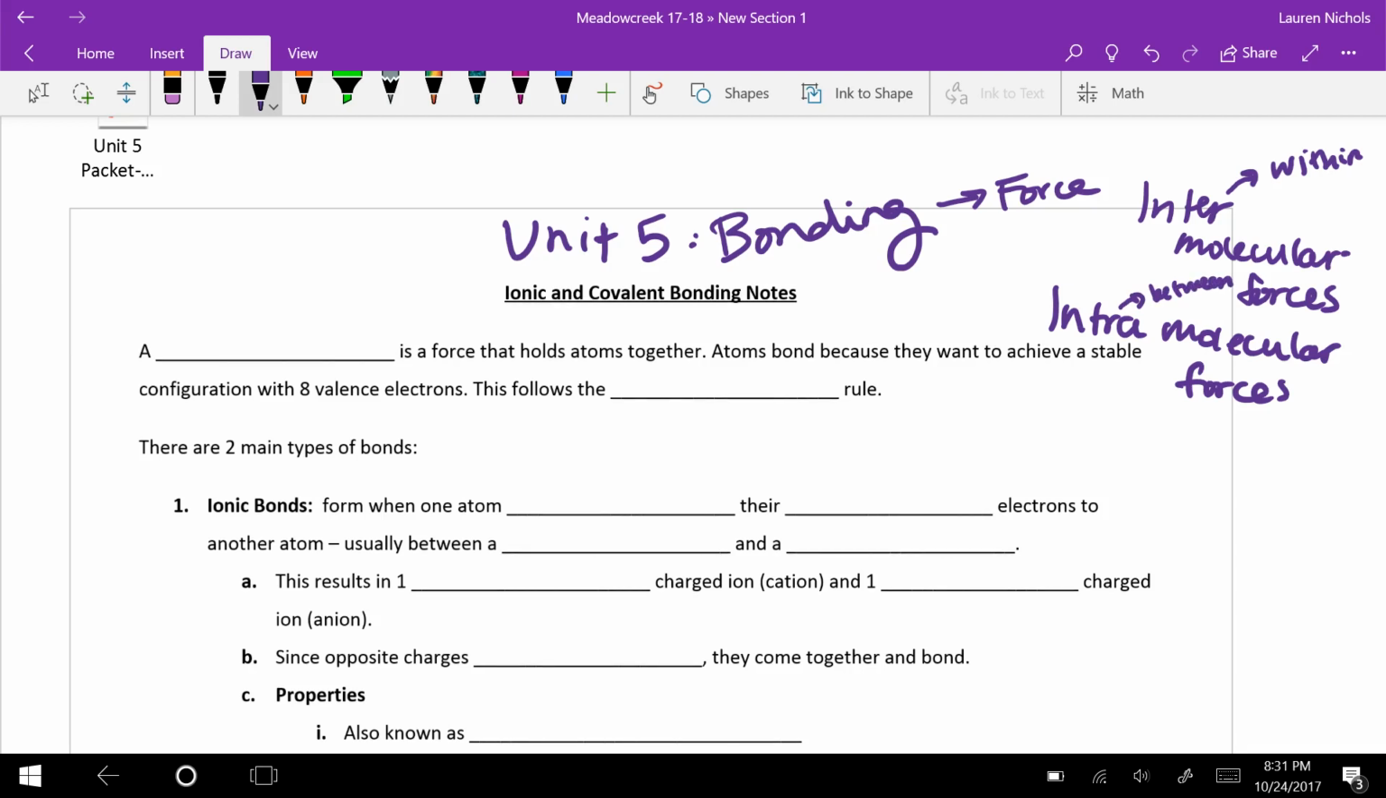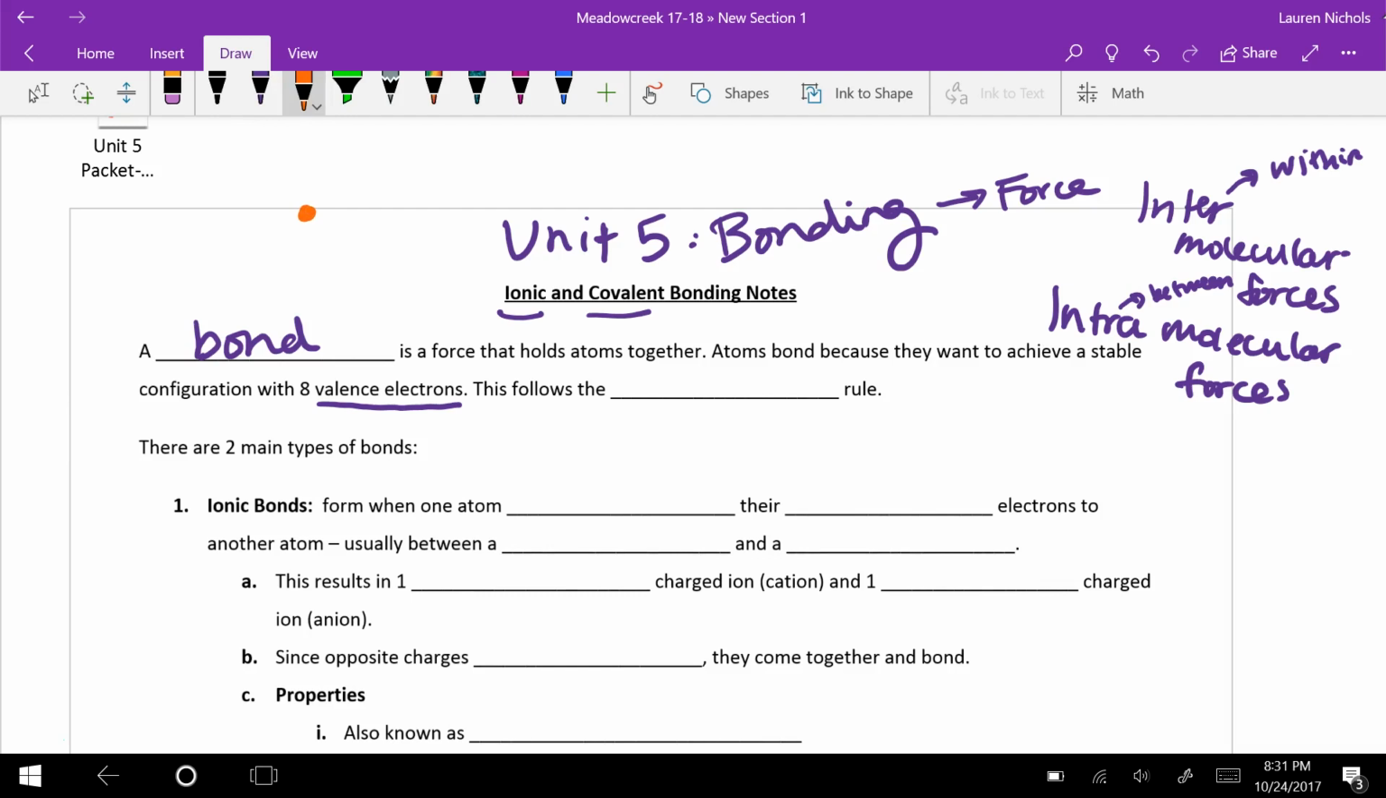Okay, so these first two things that we're going to talk about, ionic and covalent, are going to be the two types of intermolecular forces that we're going to talk about. So the first one is just, again, bonds overall. A bond is a force that holds atoms together. These atoms bond because they want to achieve a stable configuration with 8 valence electrons. Now remember, valence electrons is that word that I told you was going to pop up over and over again. And valence electrons are the electrons in the outer shell of an atom.